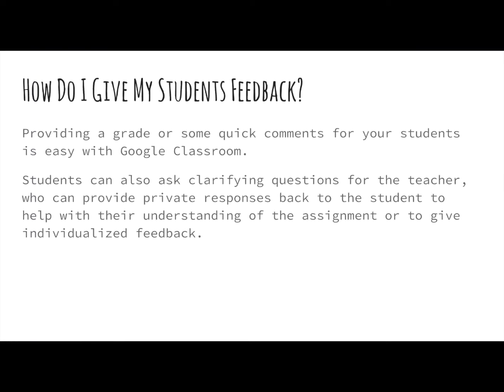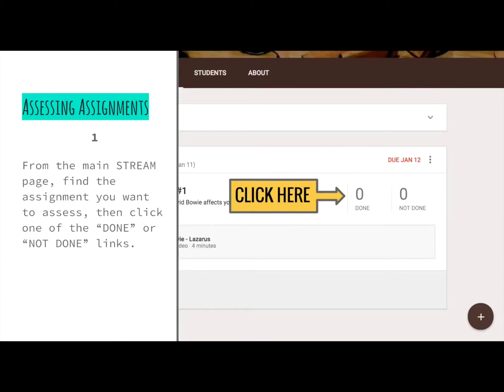Grading and feedback. Providing a grade or some quick comments for your students is easy with Google Classroom. Students can also ask clarifying questions for the teacher, who can provide private responses back to the student to help with their understanding of the assignment or to give individualized feedback. From the main stream page, find the assignment you want to assess, then click one of the Done or Not Done links.